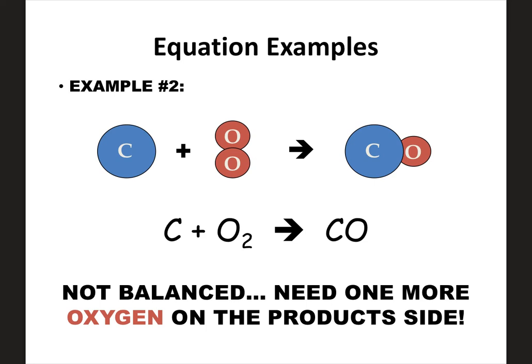So you can clearly see in this one, this would not be balanced, okay? I need more oxygen. I need more red on the right, on the product side, okay? I have 1 blue on each side, but the red doesn't match up. Okay, so you have to think about what could I do now in order to make this work?